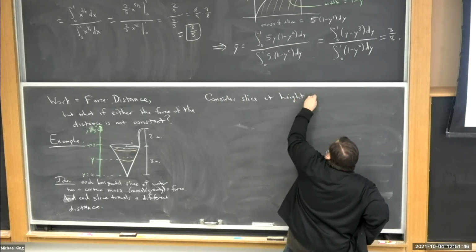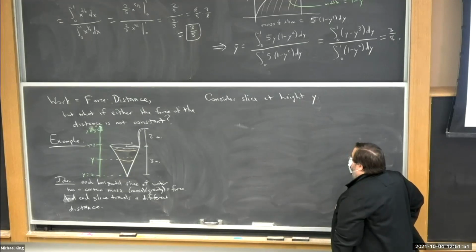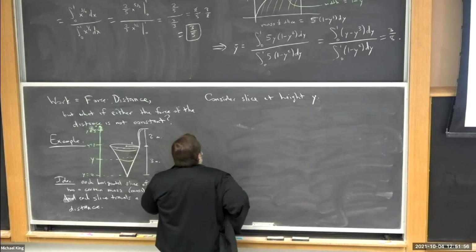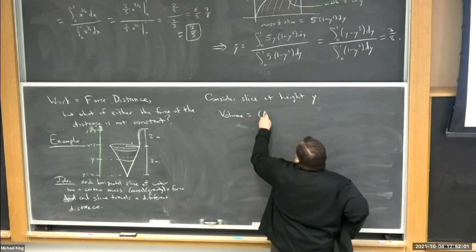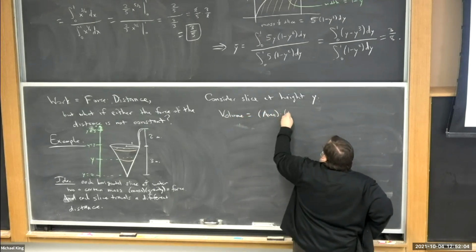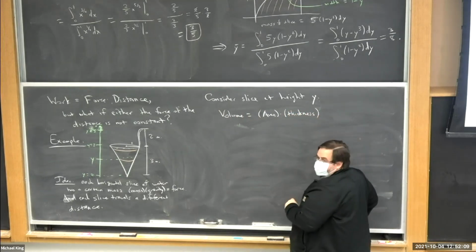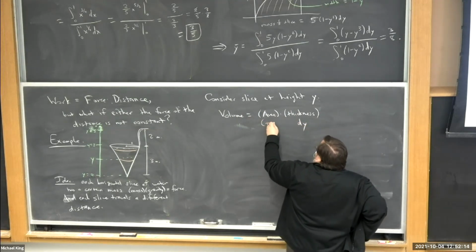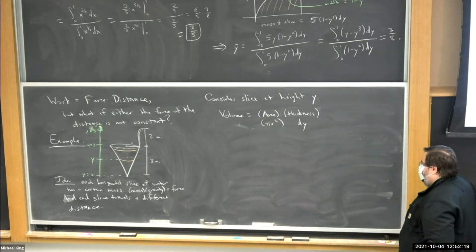What is it? It's got a thickness dy, right? So the volume is the area times the thickness. This is just like the integrals we did for calculating volume before. So this is dy, and this is pi r squared for some r. And remember how we found the r?